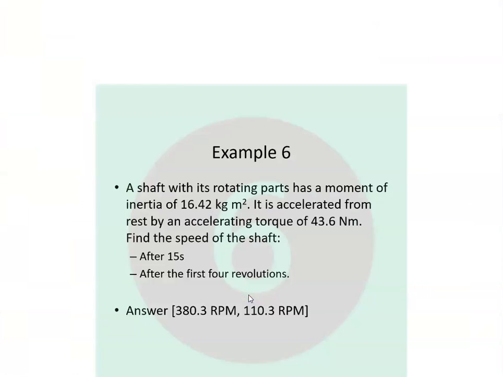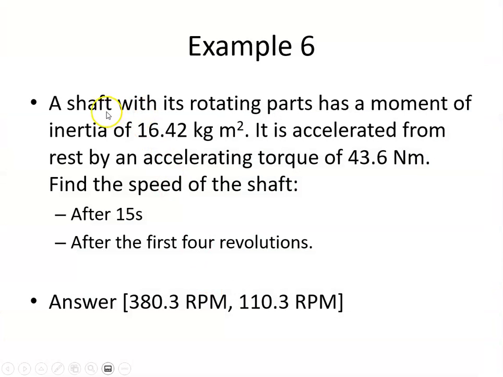Example 6. So a shaft with its rotating parts has a moment of inertia of 16.42 kilograms meter squared. It is accelerated from rest by an accelerating torque of 43.6 Newton meters, and we're asked to find the speed of shaft A after 15 seconds and B after the first 4 revolutions. And we're told the answers are 380 revs per minute and 110 revs per minute. So let's see if we can get those answers.